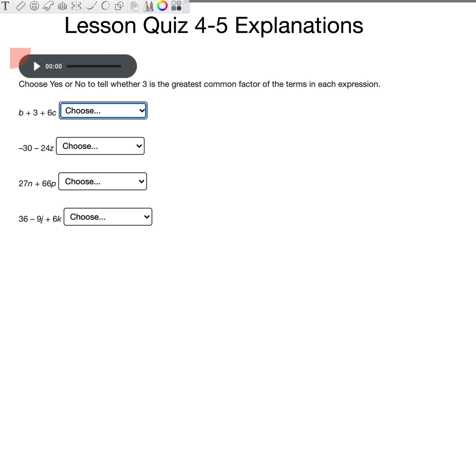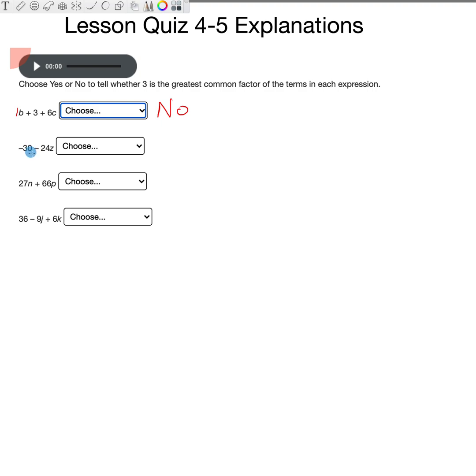Question 2, we have choose yes or no to tell whether 3 is the greatest common factor. So what I'm going to do is look at each of these expressions to see if 3 is the biggest number I could divide all of them by. If I look at it, there's no 3 in this first one at all. So there's an understood 1 there. So the biggest number I could divide all those by is a 1. So this one is a no. 3 is not the greatest common factor.